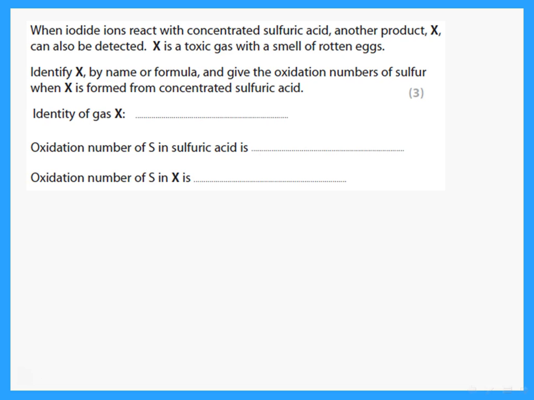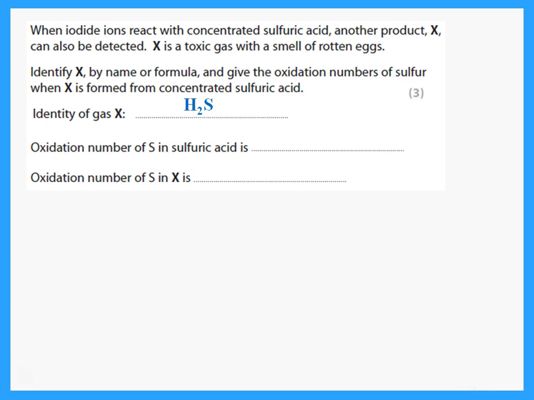Okay, when iodide ion reacts with concentrated sulfuric acid, another product X can be detected. X is a toxic gas with a smell of rotten eggs. If you have not done this before, then the toxic gas with the smell of rotten eggs is H2S.